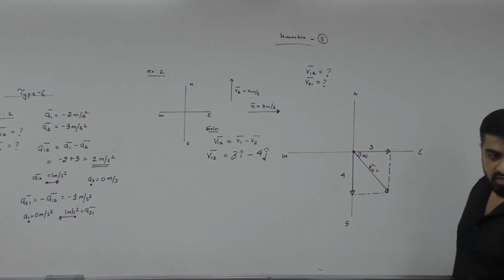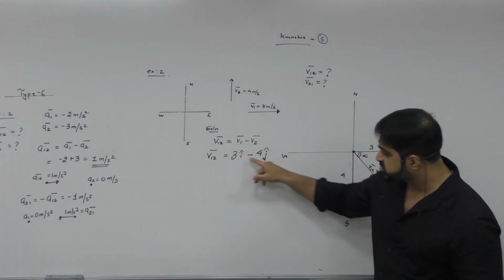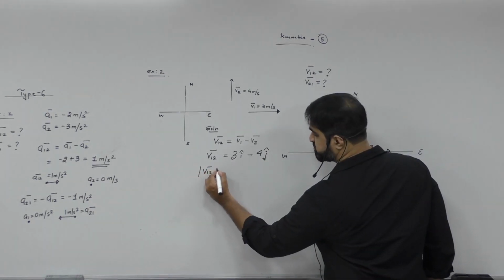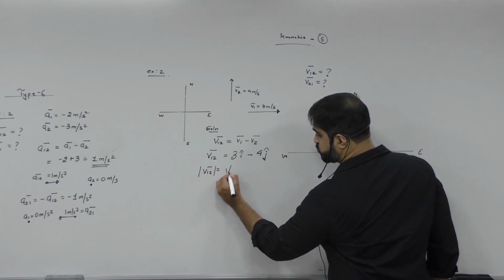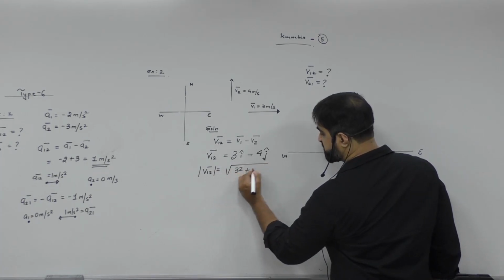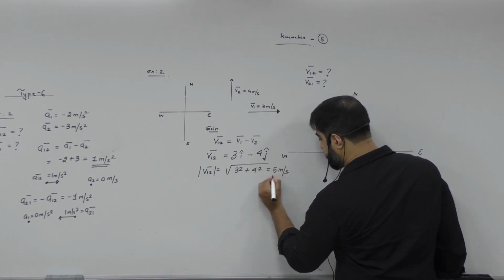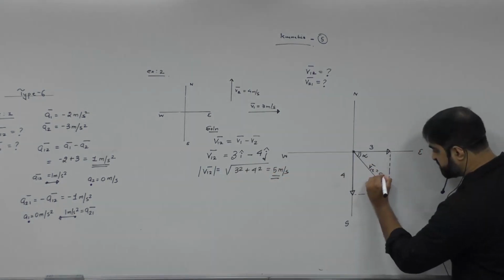V12 bar. Can anyone tell me how to calculate the magnitude of this? You know it. So the magnitude of V12 bar, we know it from scalar vectors. It will be root of 3 square plus 4 square. The answer will be 5 meter per second. Means this magnitude is, bacha, 5 meter per second.